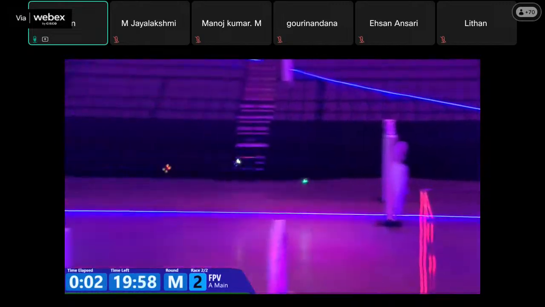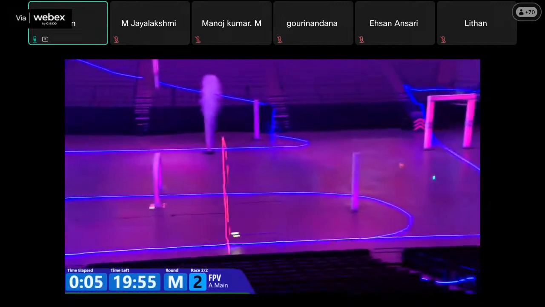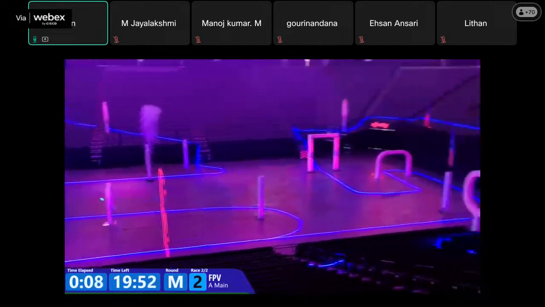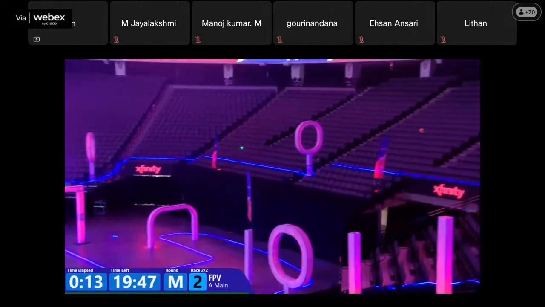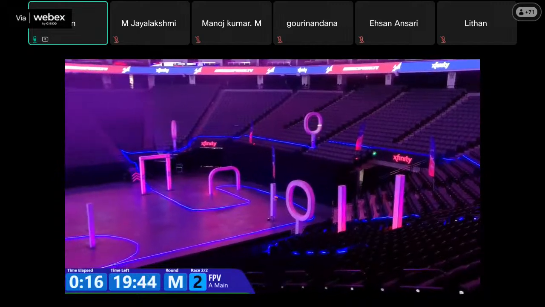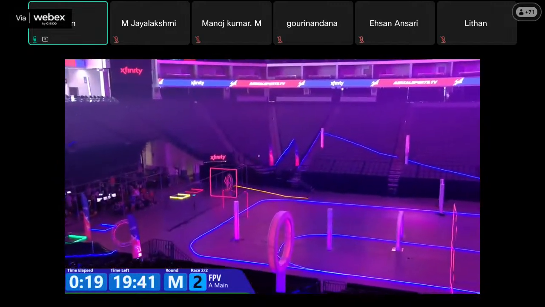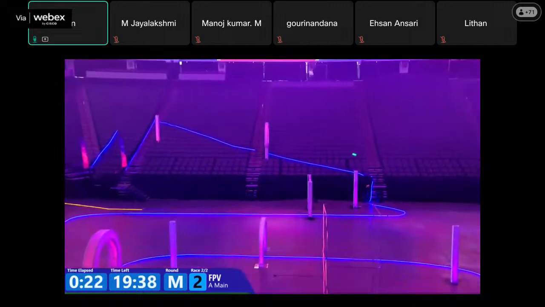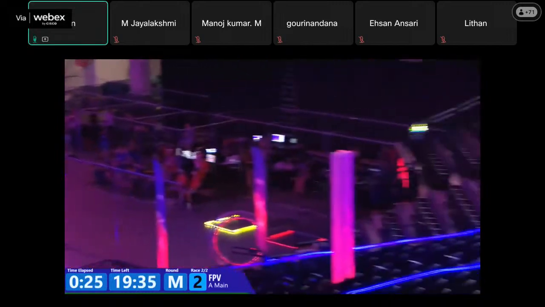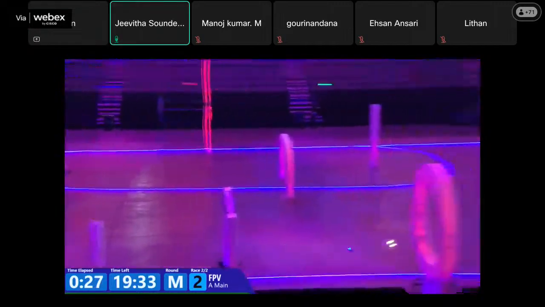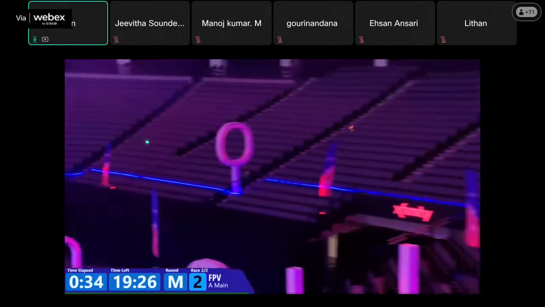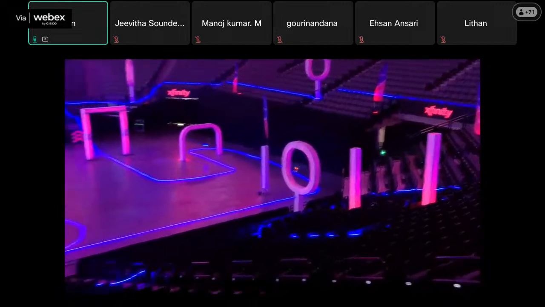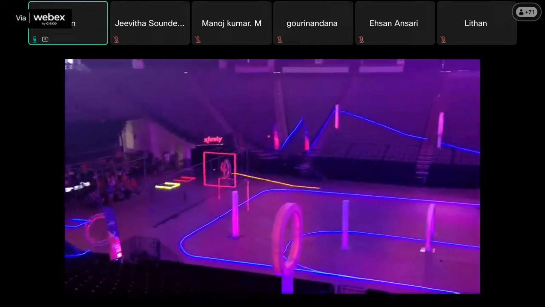So here you can see these guys are flying. This is first person view flight. It is like you see bike races and such, and you can use drones to conduct races like this.